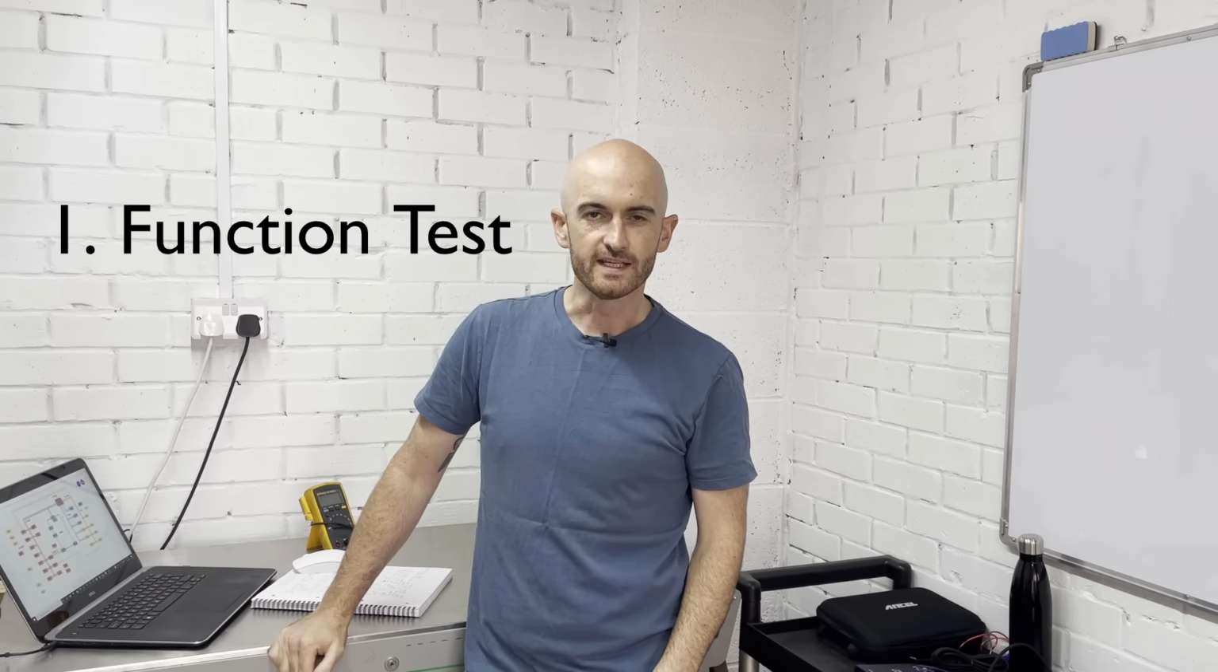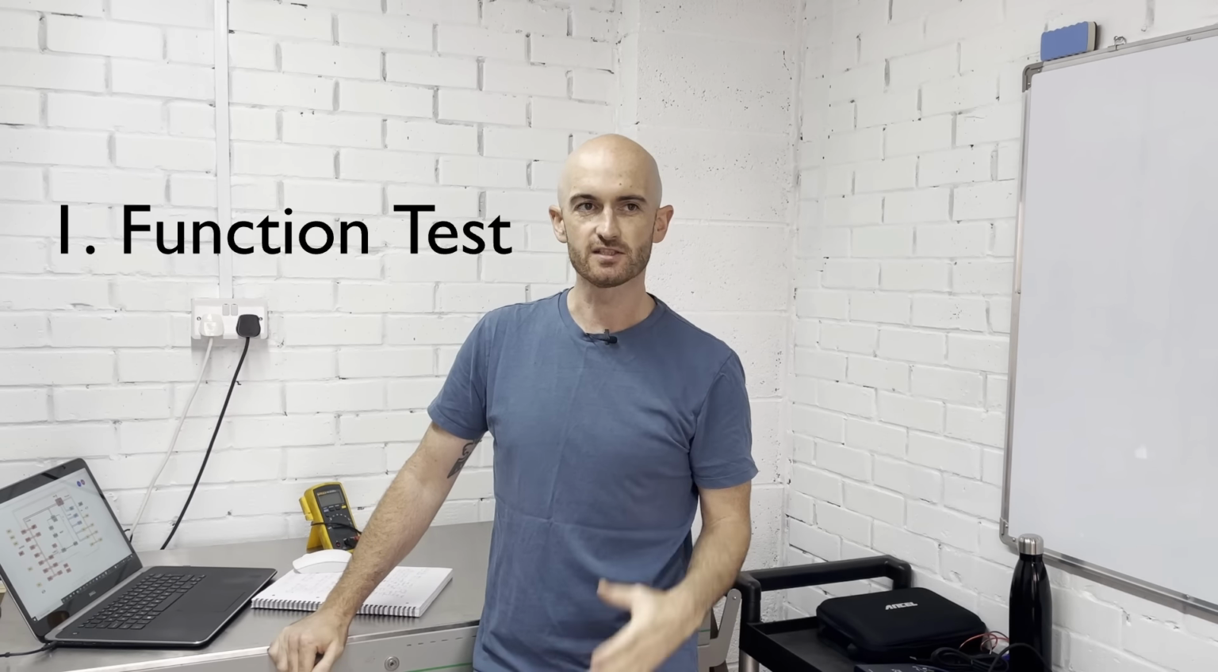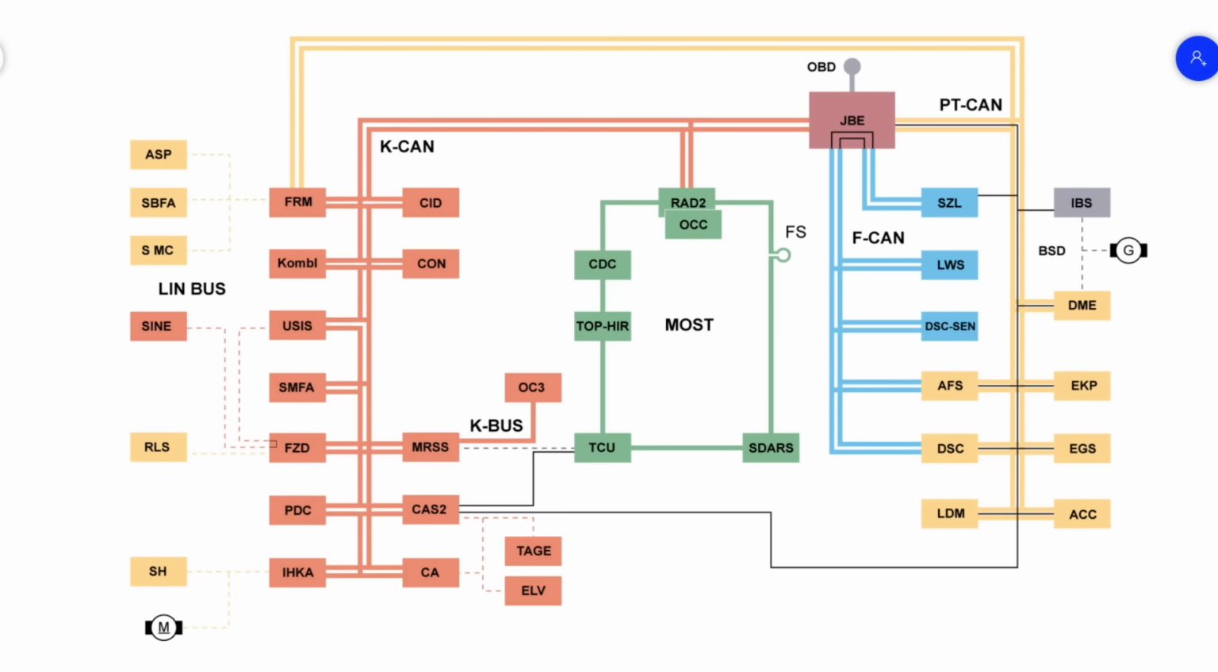So number 1 then is a function test, and to be able to do a proper function test you need to understand how the network is connected on your vehicle and how it works. So if we check out this network topology here, this is what the network looks like on my BMW E90.